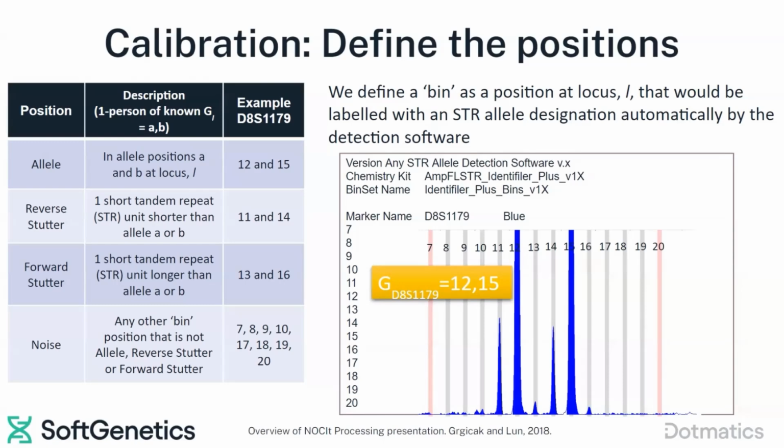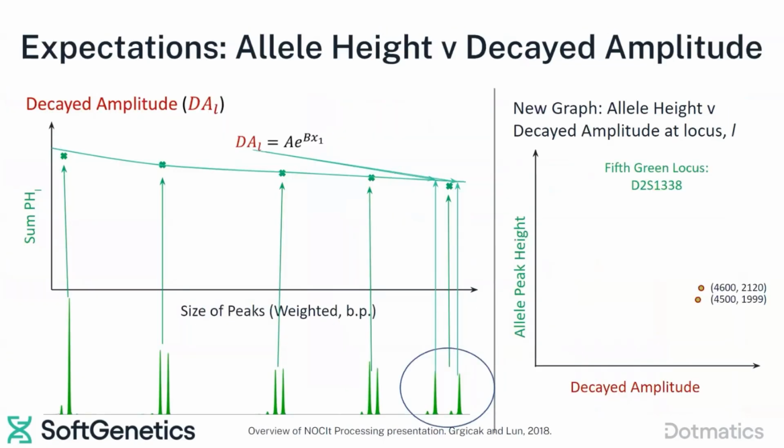And so the definitions here are pretty standard. In this example, the sample has peaks at allele 12 and 15. And the reverse stutter would be one repeat shorter than the alleles, so that's 11 and 14. And the forward stutter is one repeat longer than the alleles, so that's 13 and 16. And the noise would include the peaks in the other allele bins.